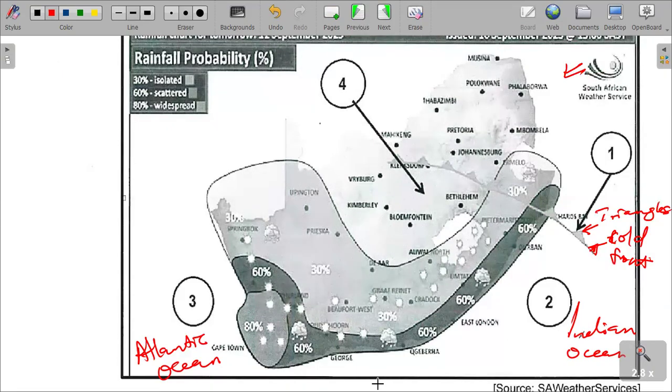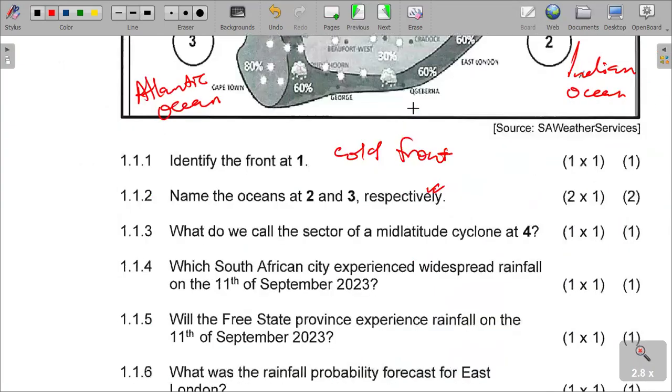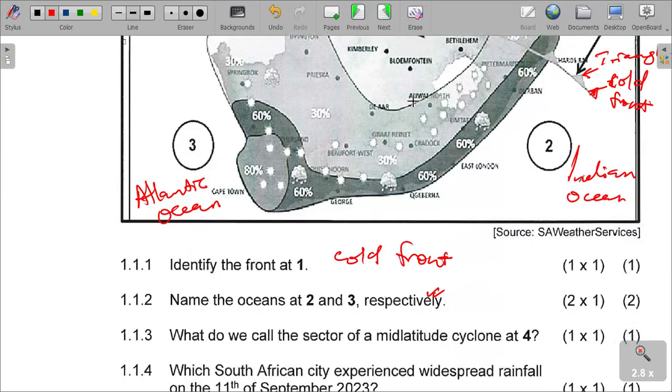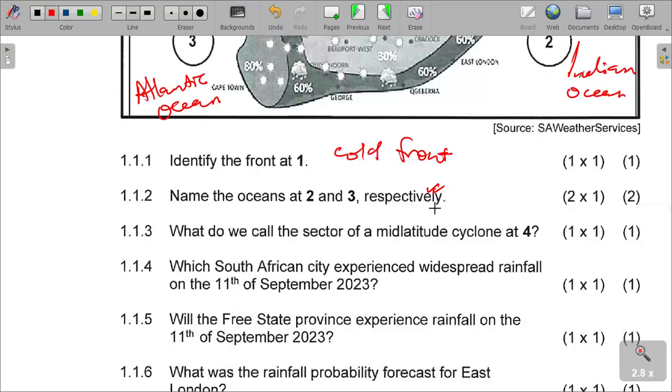It is a cold sector. This is a cold sector there. At 4, as you can see, the cold front is stretching there. So the sector of the mid-latitude cyclone is called what? It's called a cold sector, class. As you can see, the presence of a cold front is surrounding it there.